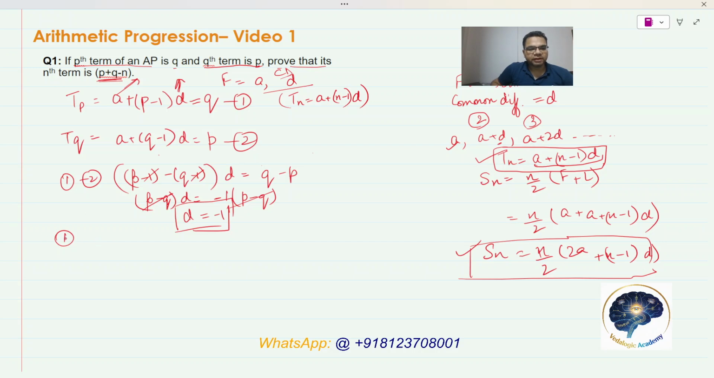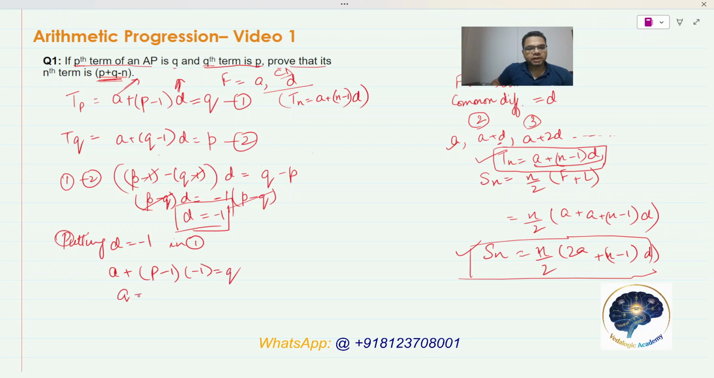So you can say it like this, putting d equals to minus 1 in first. So a plus (p minus 1) into minus 1 equals to q.